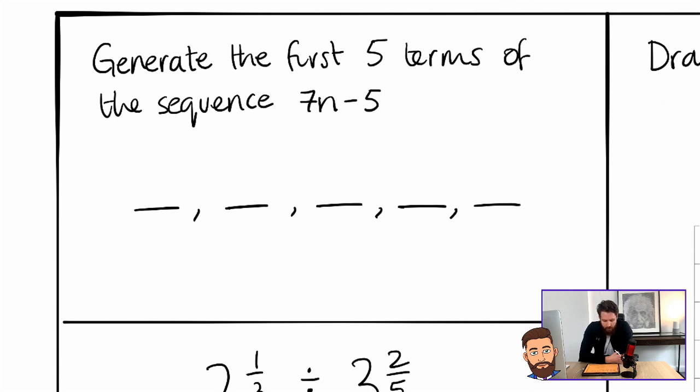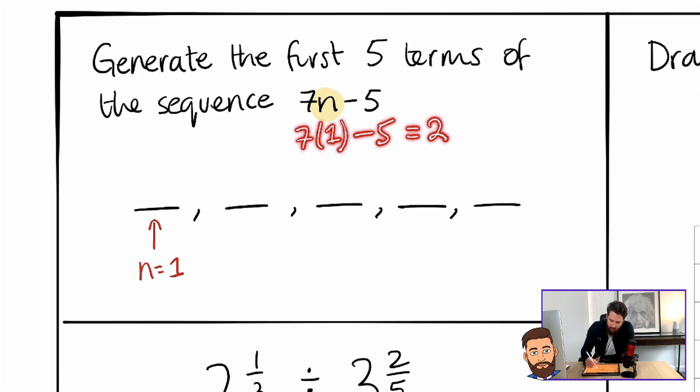Hopefully you've watched my sequences series and are familiar that to generate a sequence, any term that you need represents n. So if I want the first term, n is 1. You substitute n is 1 into our nth term, so that would be 7 multiplied by 1, which is 7, minus 5, which is 2. So our first term is 2.